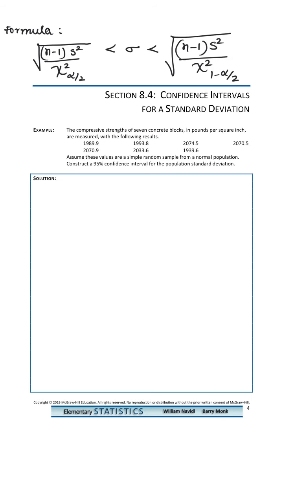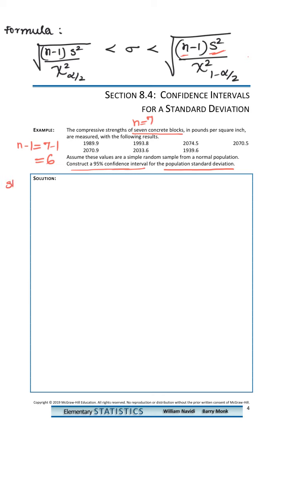In this example, the compressive strengths of 7 concrete blocks are given. So n equals 7, and we need to construct a 95% confidence interval for the population standard deviation. So we are going to use this formula. We need to replace n, s, and chi-square with the values. Since n equals 7, n minus 1 will be 7 minus 1, which is 6. But we don't know the variance, and we don't know the critical values.